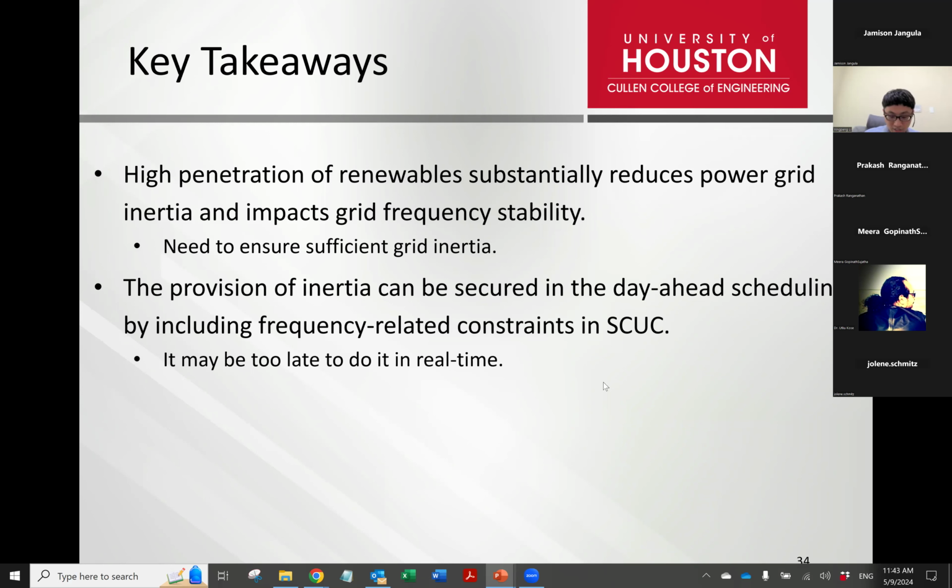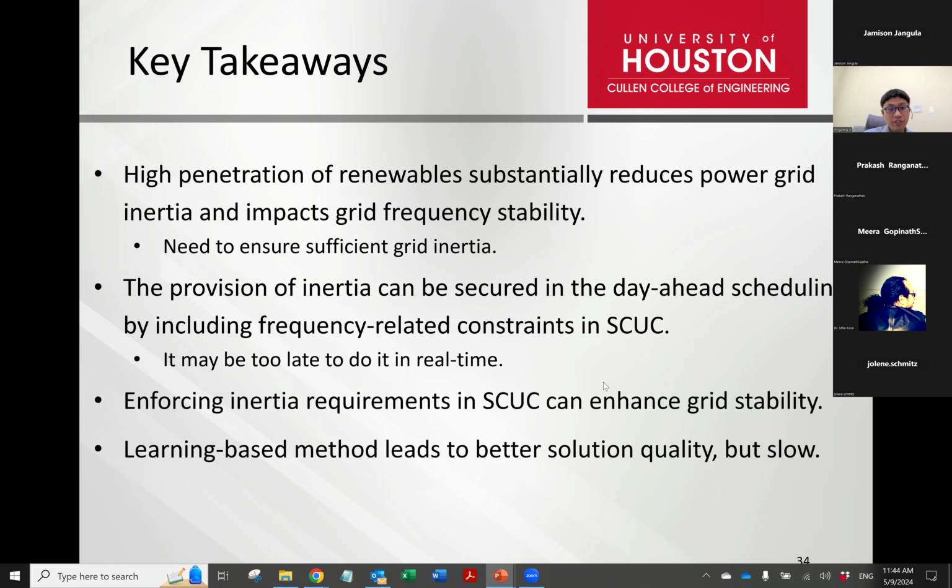You may wonder, frequency stability is a real time application. It's really more related to real time. But why do we consider inertia related constraints when we do the day ahead scheduling? The answer would be the generator status cannot change immediately. It takes hours to change the generator status. So it's needed to consider inertia constraints when we do the day ahead scheduling, so that it won't be way too late to ensure we have sufficient inertia in real time.